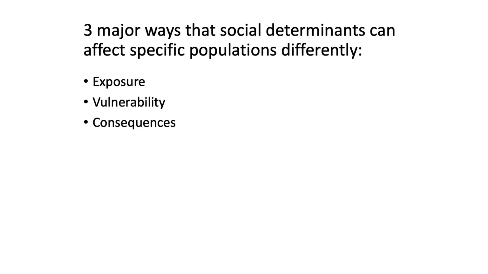In this final video, we're going to speak about three major ways the social determinants affect specific populations and outline common factors that fuel health inequities. Broadly speaking, the social determinants can differentially affect populations by way of exposure, vulnerability, and consequences. Firstly, differences in exposure. Let's talk about poverty here.